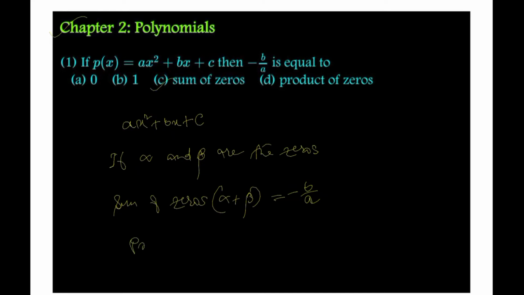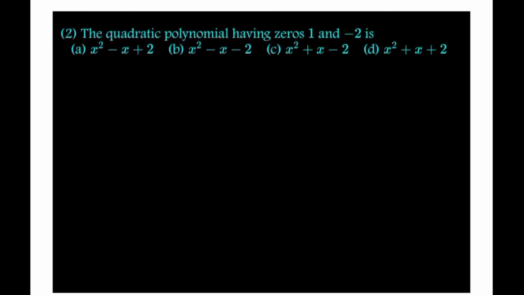And let's see the product case. If we find the product of zeros, that is alpha beta, it is equal to the constant term divided by the coefficient of x squared, that is c divided by a. So that's all for this question. Let's move on to the next question.